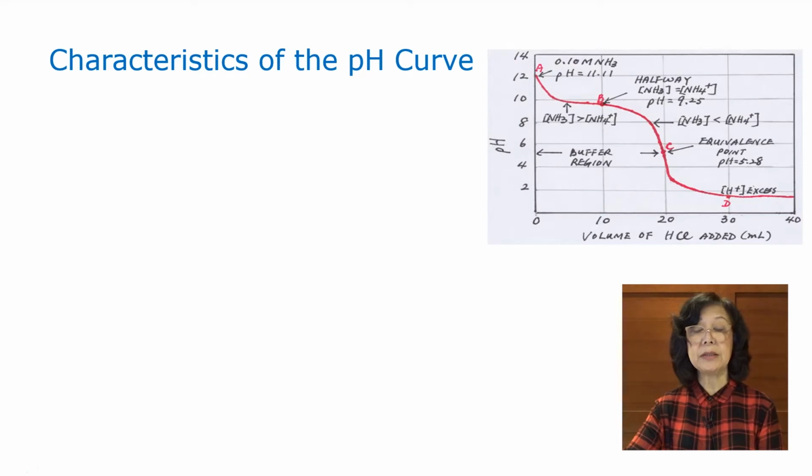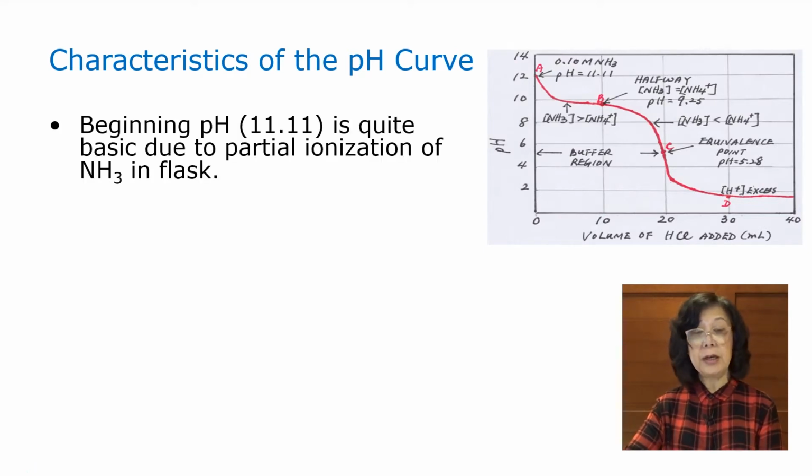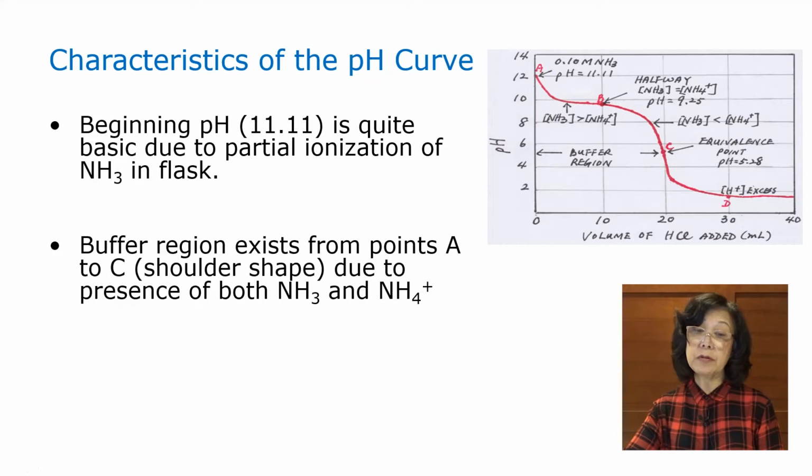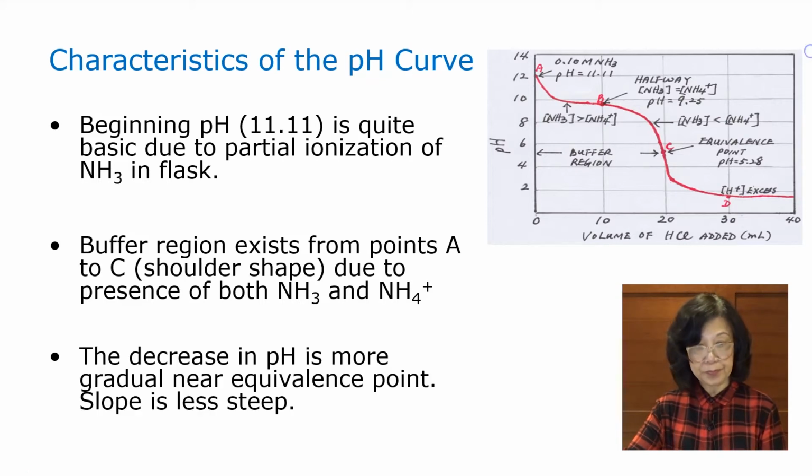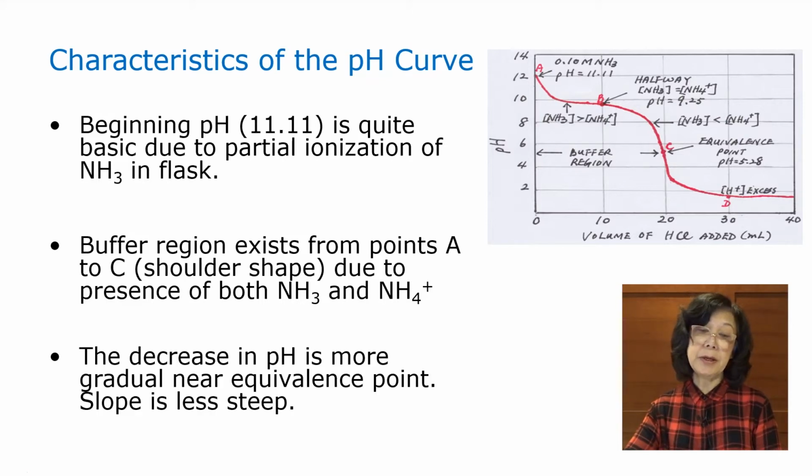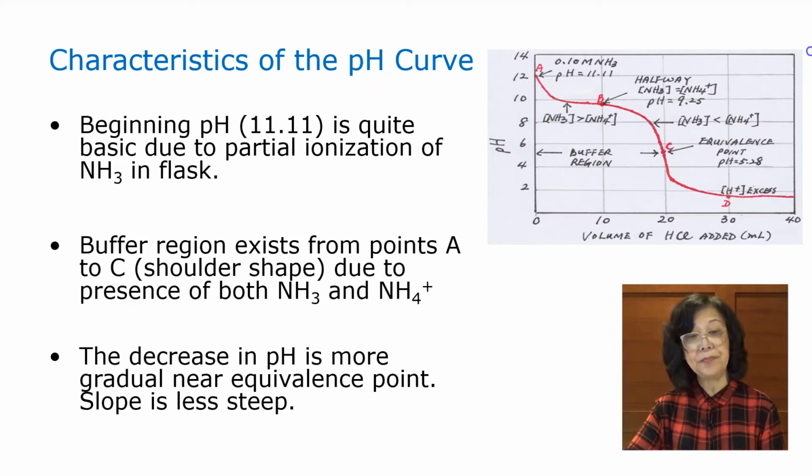So summarizing the characteristics of the pH curve: once again, the beginning pH is high because it's basic, due to the ionization of NH3 in the flask. The buffer region goes from point A to point C, where you see the shoulder, because of the presence of ammonia and ammonium ions. The decrease in the pH is more gradual near the equivalence point. The slope is less steep.